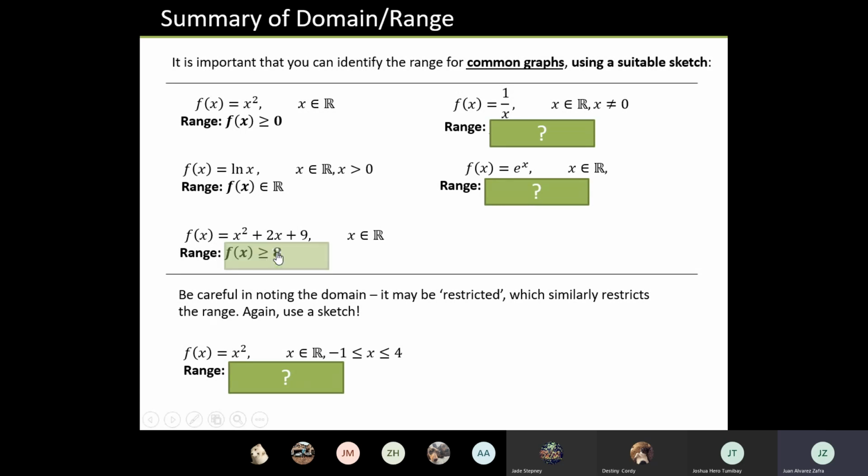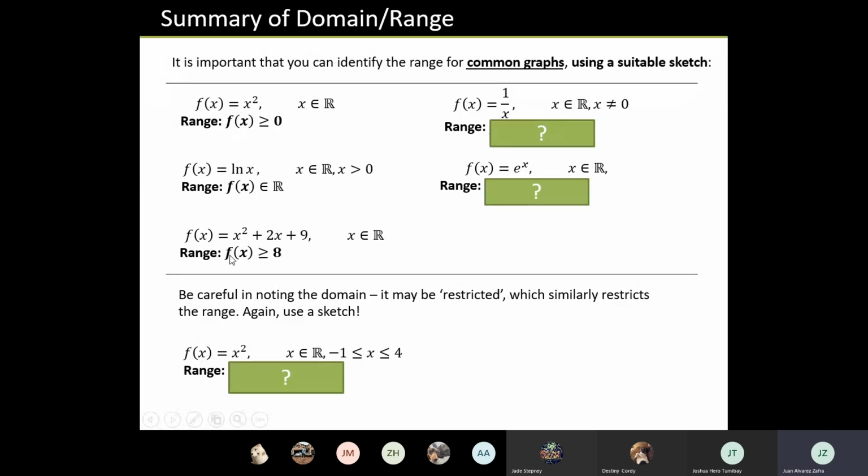This is a quadratic, and if you complete the square, you get x plus 1 all squared plus 8. So you get 8 when x is -1, and then it doesn't go below that, so f of x is greater than or equal to 8 for any reals.